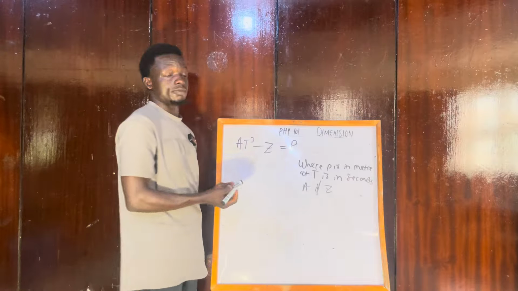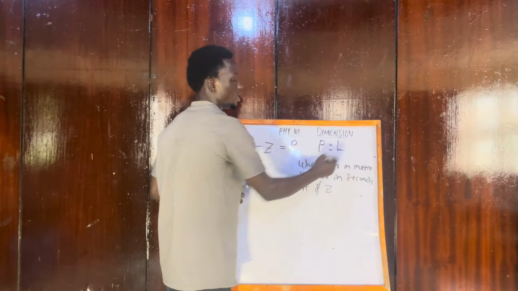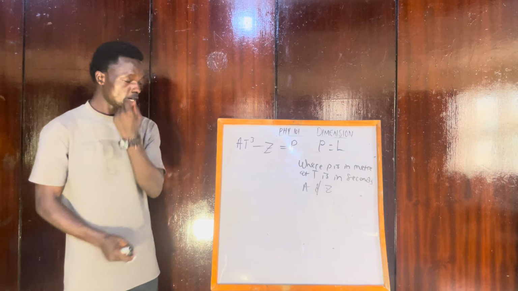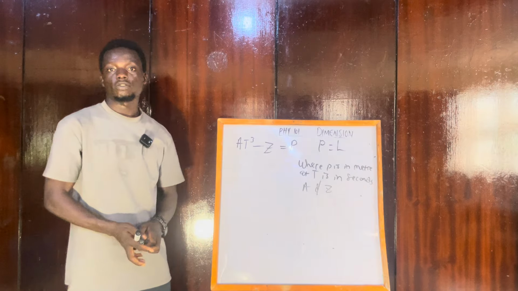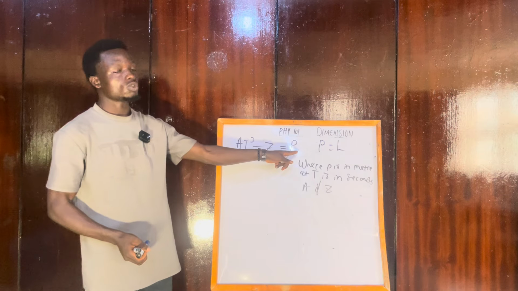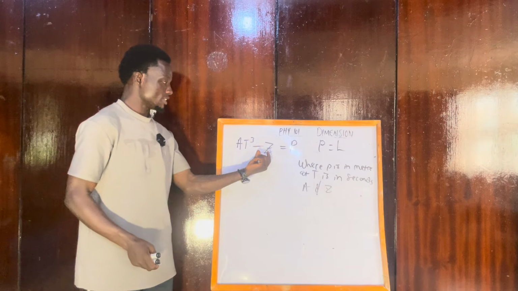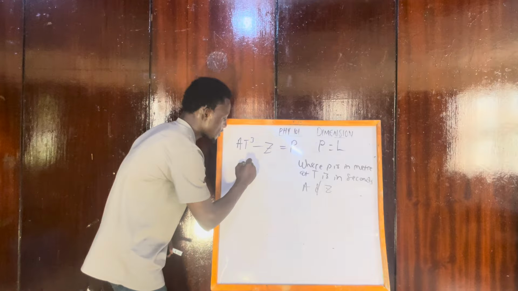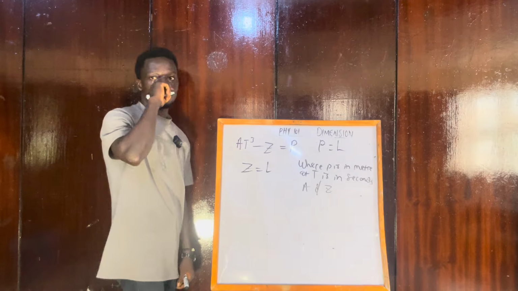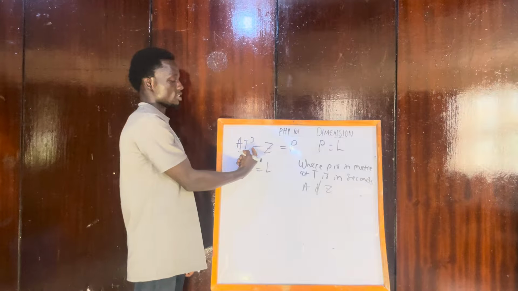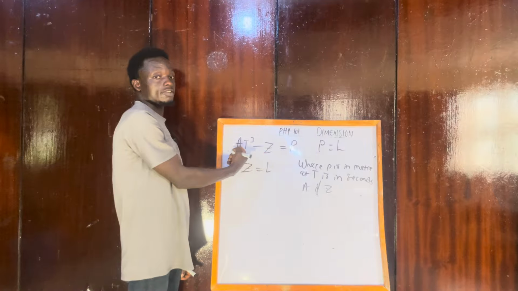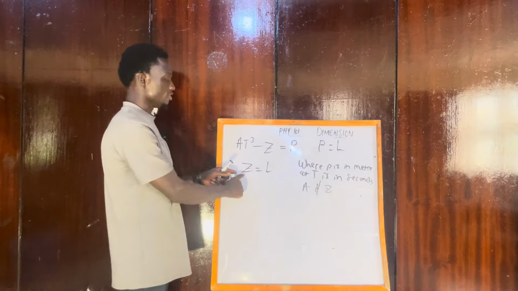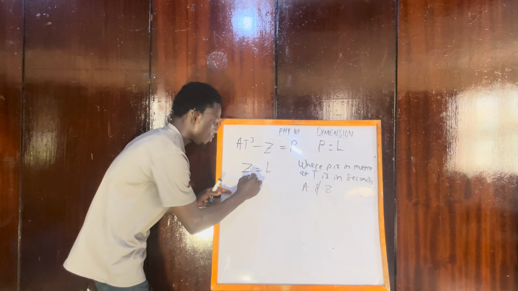Now, since our P is in meters, that means P has a dimension of L. And subtracting this Z from At cubed, that means Z and At cubed also have the same dimension. And for them to be equal to P, that means At cubed and Z also have the same dimension as P. And since our P has a dimension of L, that means Z also has a dimension of L. And since we are subtracting this Z from At cubed, that means At cubed and Z themselves have equal dimension. So if Z equals L, that means At cubed as well will be L.